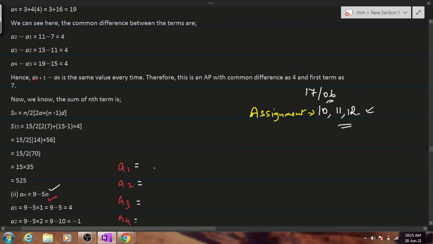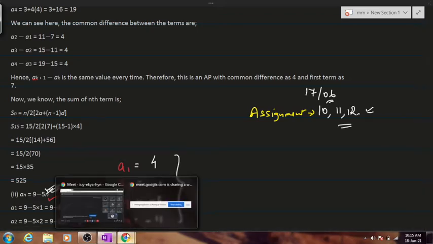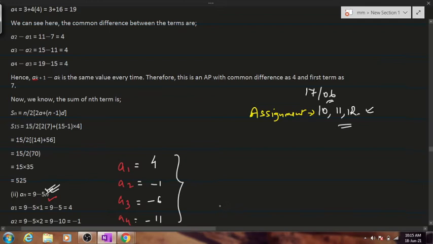Put n equals 1, you'll get 4. n equals 2, you'll get minus 1. n equals 3, you'll get minus 6. n equals 4, you'll get minus 11. Right? So can we say, is this forming an AP? Yes or no? Can we say, is this forming an AP?